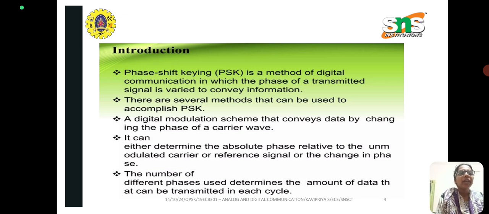Phase shift keying is a method of digital communication in which the phase of a transmitted signal is varied to convey information. There are several methods that can be used to accomplish this. It is a digital modulation scheme that conveys data by changing the phase of the carrier wave. It can either determine the absolute phase relative to the unmodulated carrier or reference signal, or the change in the phase. The number of different phases used determines the amount of data that can be transmitted in each cycle.